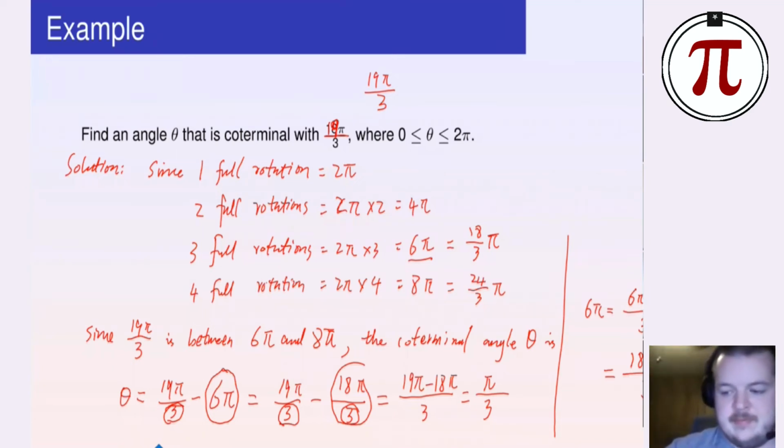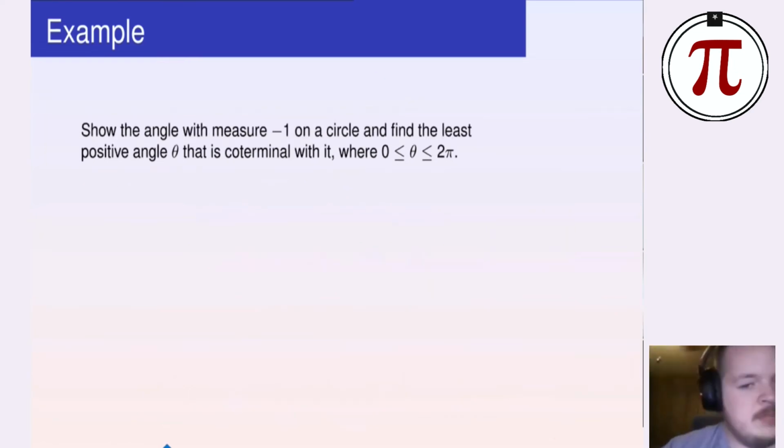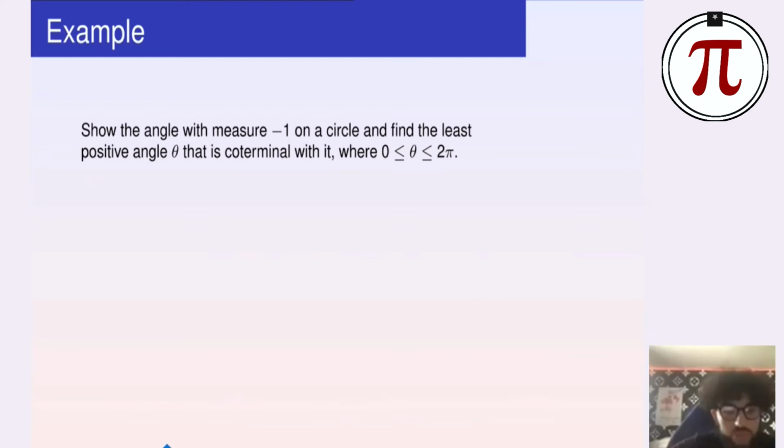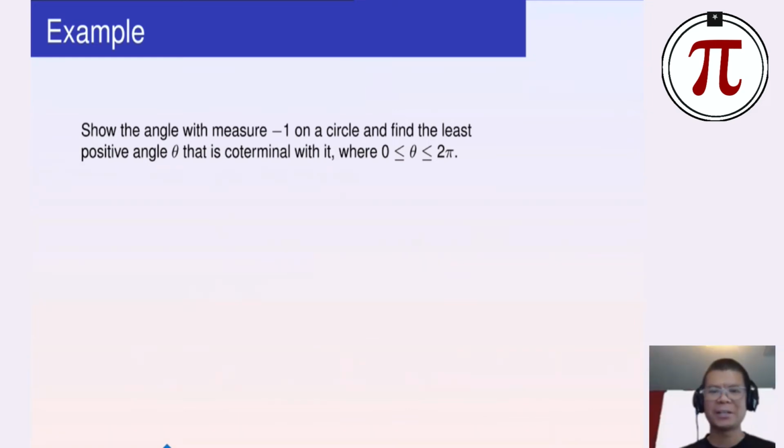All right, let's consider another one. All right, so let's consider this one. Mustafa, can you read for us, please? Show the angle with measure -1 on a circle and find the least positive angle theta that is coterminal with it, where 0 is less than or equal to theta and theta is less than or equal to 2 pi. Very good. Thank you very much. All right, let's do this one.